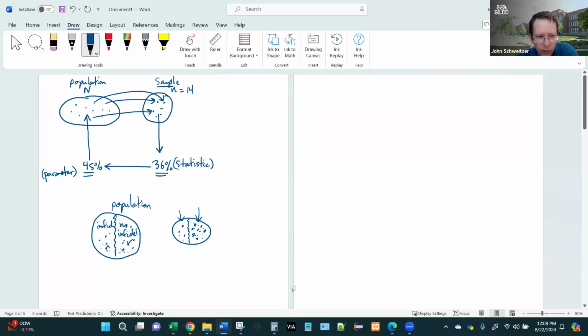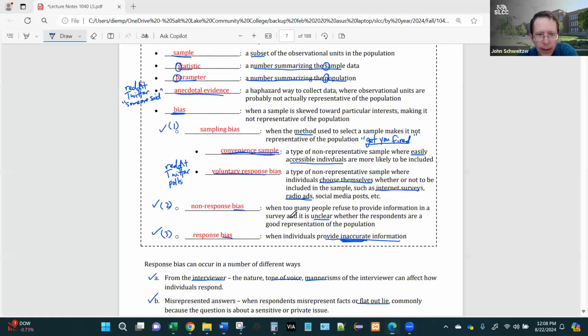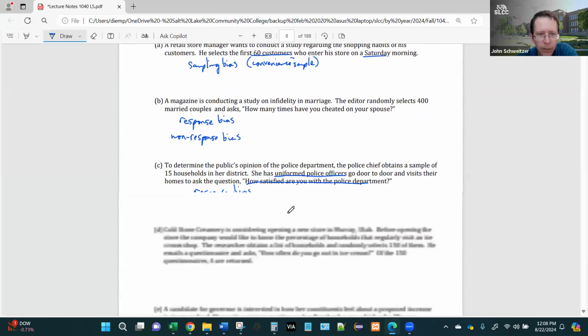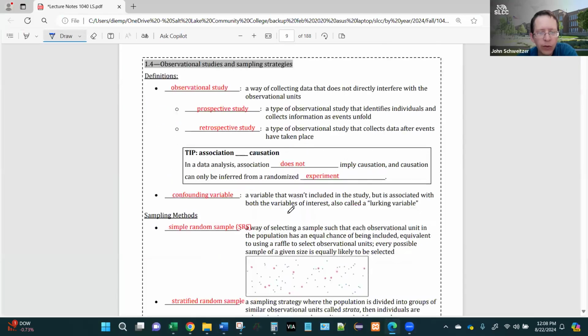Okay, so let's see. We're supposed to do 1.4 today. Let's go ahead and get into that. So in 1.3, we're talking about collecting data, sampling, and we're thinking about things to avoid. What do we not want to do, right? Well, in 1.4, we talk about what we do want to do, okay? And so we're going to learn about the typical sampling methods here.